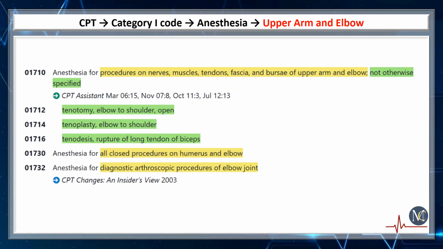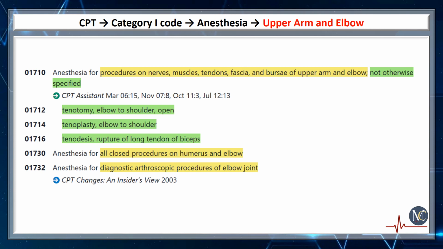Tenoplasty means plastic surgery performed on the tendon. Next code is 01716. Tenodesis, rupture of long tendon of bicep. Bicep tenodesis is an orthopedic surgery performed to repair the tendon that connects bicep muscles to the shoulder.